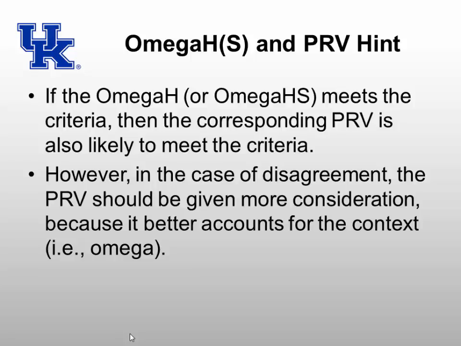So, and usually the omega H will agree with the PRV, the matching PRV. If they don't, trust this more because it accounts for the context of the omega, basically. So make sure to calculate PRV. And I say this because most people will just calculate omega H and stop. They won't calculate the PRV, which is that omega H divided by omega for that total score, for example.